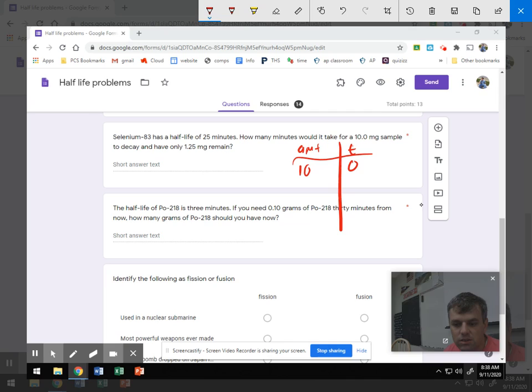So at time 0, we have 10. After 25 minutes, we have 5. After another 25 minutes, or 50, we would have 2.5. And after another 25 minutes, or 75 minutes, we would have 1.25. So keep in mind, you start with your time 0, not at 25 minutes. It's an easy mistake to make. You don't want to be the one to do that.